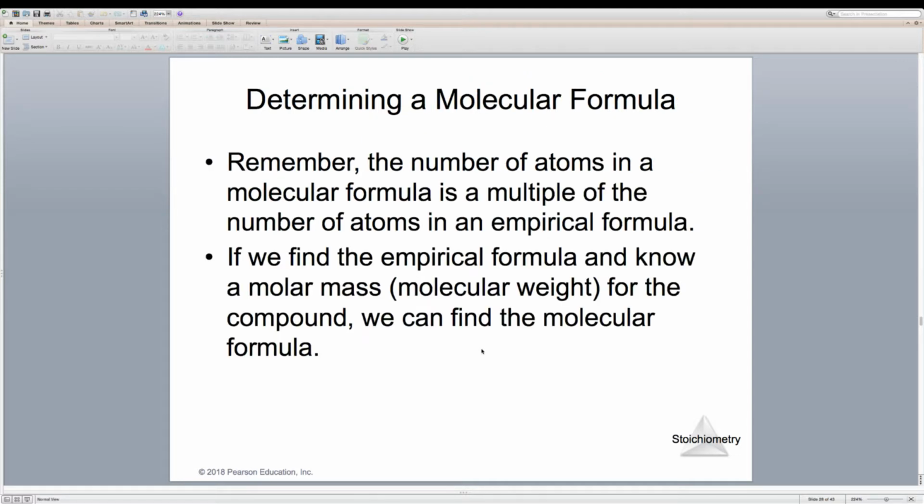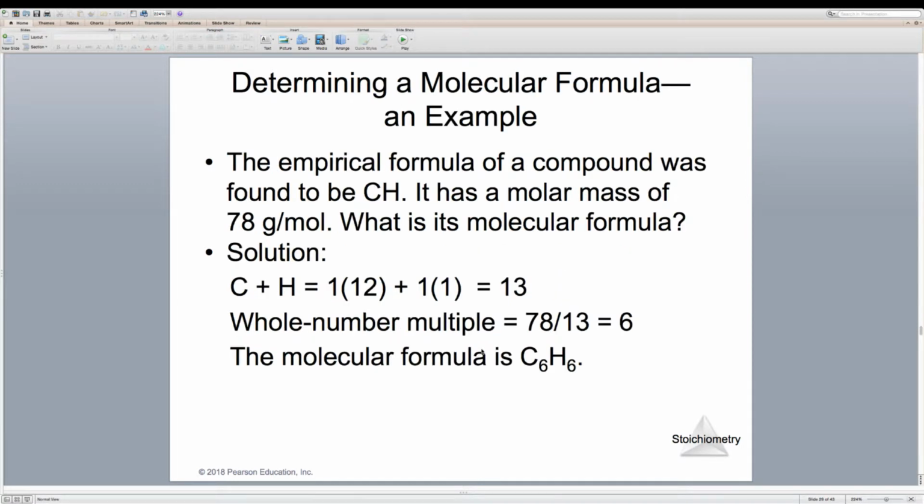Now, after you have an empirical formula, you may be asked to determine a molecular formula, and the molecular formula has to be a whole number multiple of an empirical formula. Why? Because you can't have half of an atom, right? So it's always going to be whole numbers. If we find the empirical formula and we have been given a molecular weight for the compound that we're interested in, we can always find the molecular formula by a division.